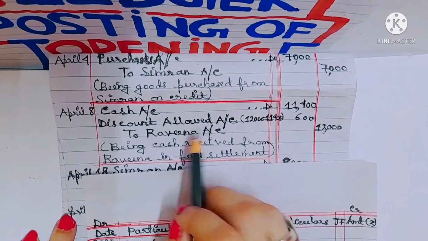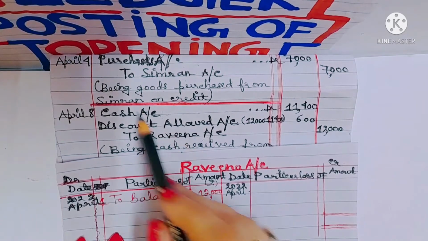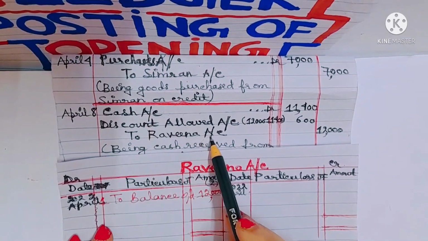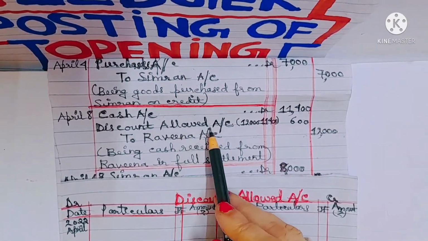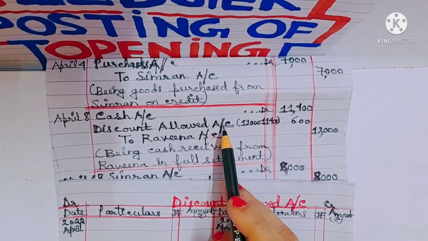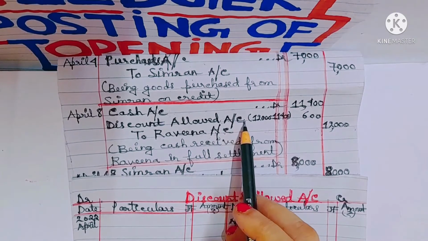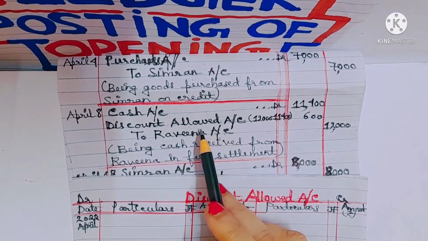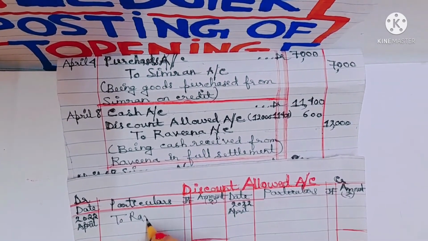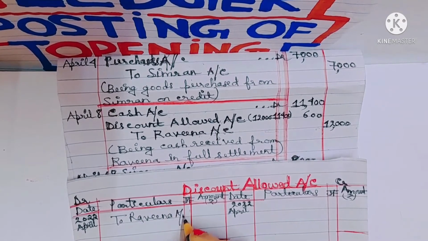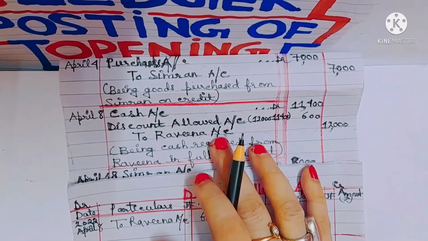Now let's see revenue account. Because আমাদের accounts হলো double entry system. Cash account করেছি তো revenue account টা করতে হবে. Now see, on 8th April, what is the position of discount allowed? Discount allowed account is on the debit side. Since discount allowed is on the debit side, remember we are preparing discount allowed account. Since discount allowed account is on the debit side, revenue account will be on the debit side as well in the discount allowed account. To revenue account, how much? 600, 8th April.